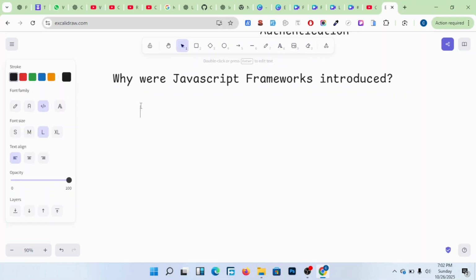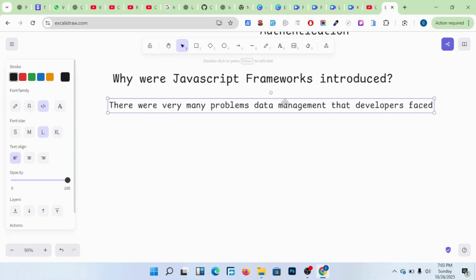There were very many problems in data management that developers faced. Some of these problems we're going to break down here.